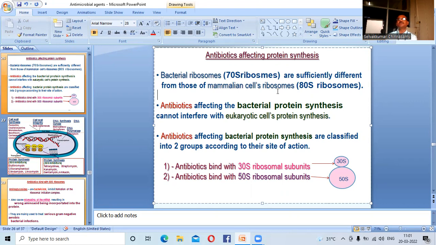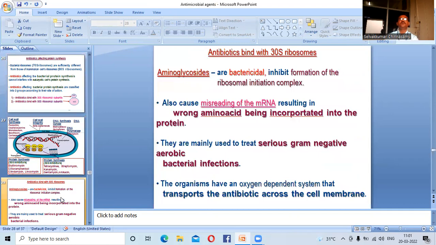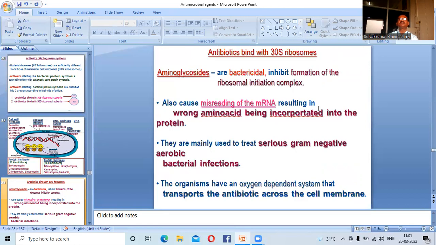Antibiotics affecting protein synthesis can be classified into two groups. One group suppresses the 30S ribosome subunit. The other is the 50S ribosome group of antibiotics. First we see the 30S ribosome inhibition antibiotics, the aminoglycosides. They cause misreading of the mRNA, resulting in wrong amino acid incorporation during protein synthesis. That's why the bacteria may not synthesize the complete protein, and may not survive.